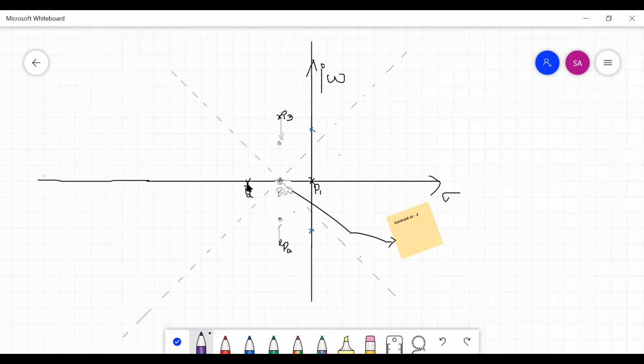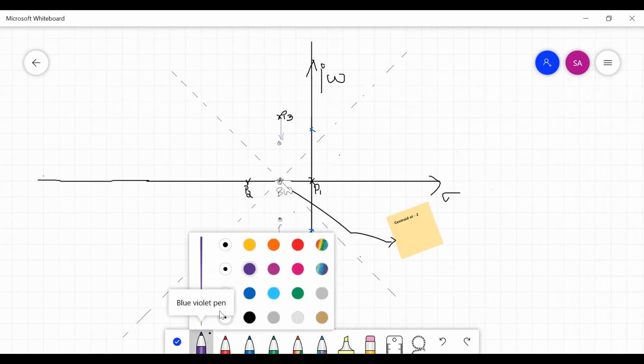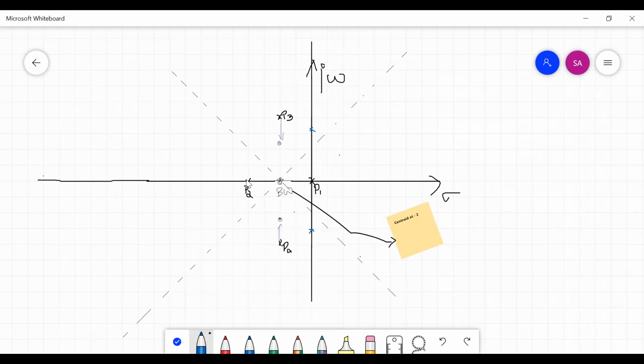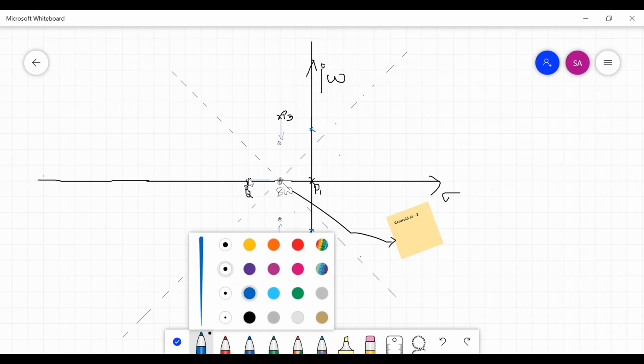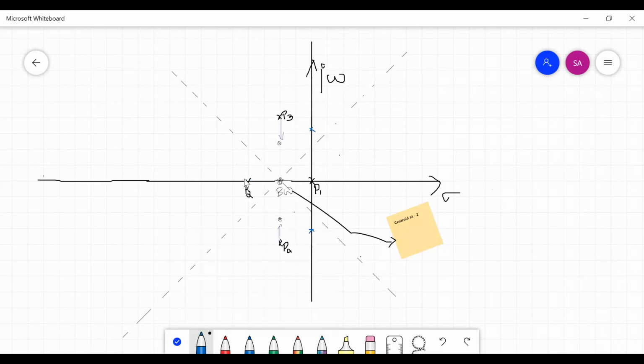See, we have 4 poles. If we have 4 poles, we will have 4 root loci. Let me consider one root locus coming out from here. It comes here. Then we have one more root locus coming out from here. Both of them come and meet at this point.